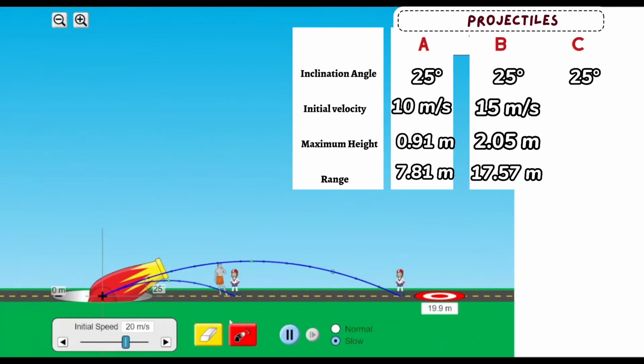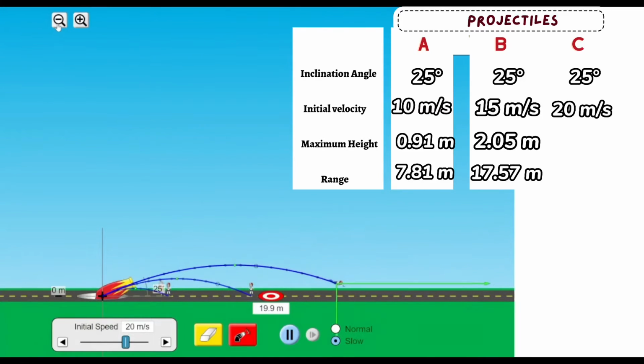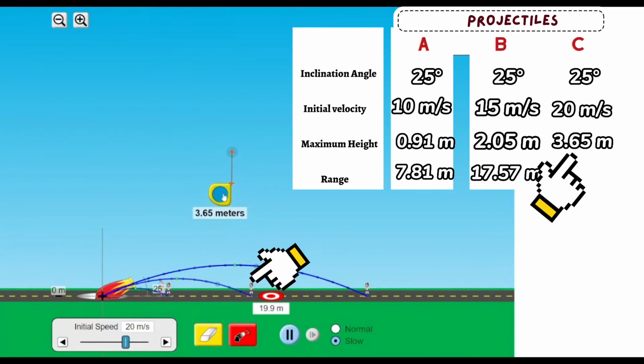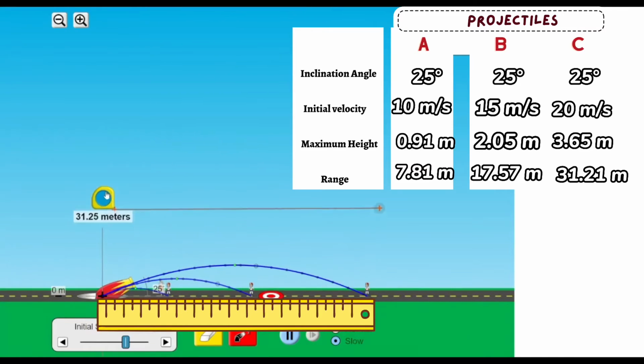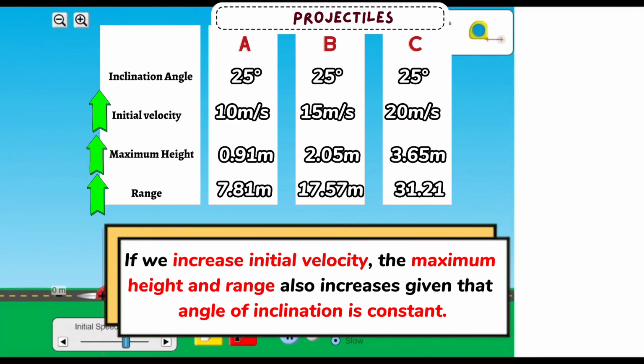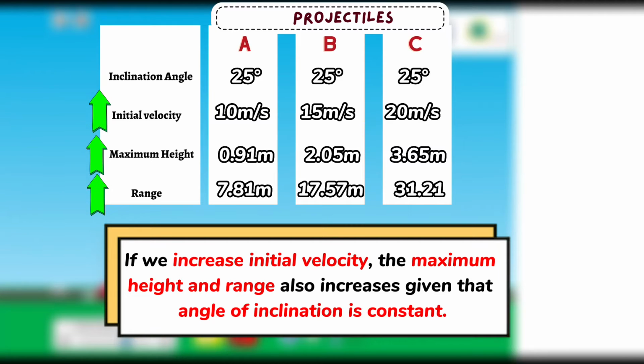Let's have projectile C with an initial velocity of 20 meters per second. Let's find its maximum height and range. We have a maximum height of 3.65 meters and a range of 31.21 meters. If we increase the initial velocity, the maximum height and range also increase, given that the angle of inclination is constant.